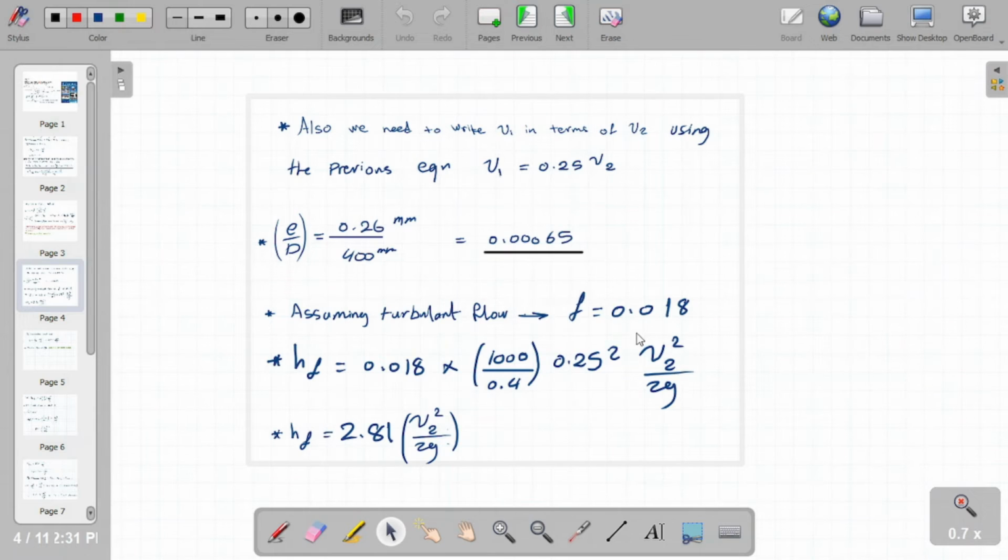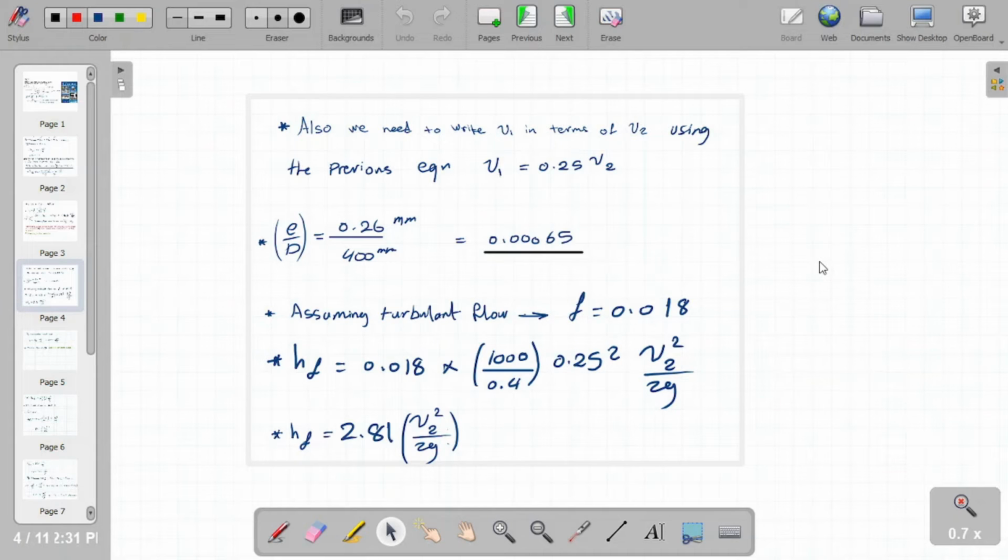Okay, great, so we have F to be 0.018. Now the head loss using the equation can be found: 0.018 times 1000 divided by 0.4 times 0.25 squared times the velocity, and you can see that we've substituted V1 and rewritten the equation in terms of V2. Why did we do all this? Because the energy equation that we wrote at the start only has V2 as an unknown. I can't use one equation with two unknowns. I need one unknown for one equation.